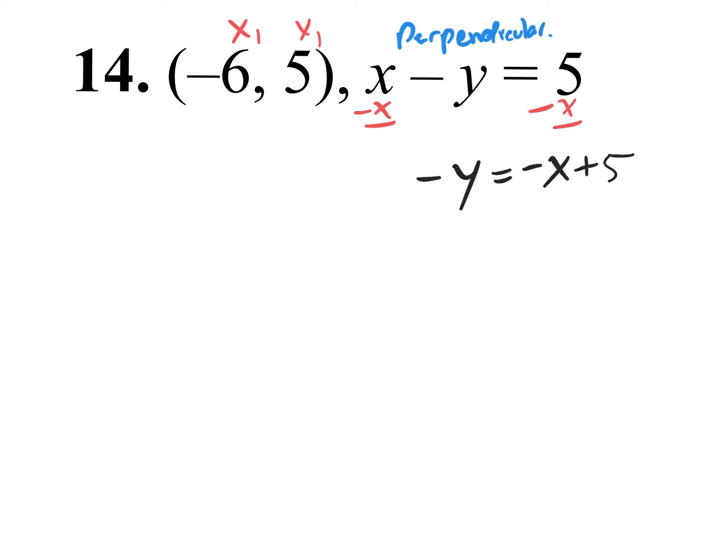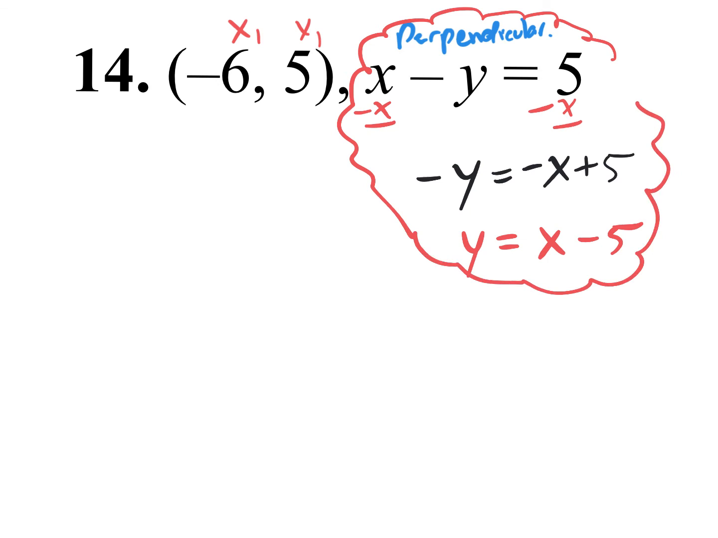Final step would be to divide everything by -1 or multiply everything by -1, but the bottom line is all the signs are going to change. So my slope-intercept form equation is y equals x minus 5. This is the same equation, but written in slope-intercept form. That's this equation down here, y equals x minus 5, is this equation up here, x minus y equals 5. It's the same equation, it's the same line. I just changed it from standard form to slope-intercept form.